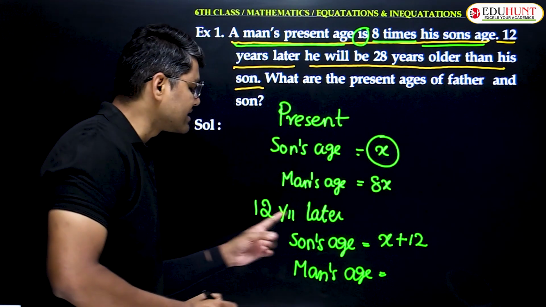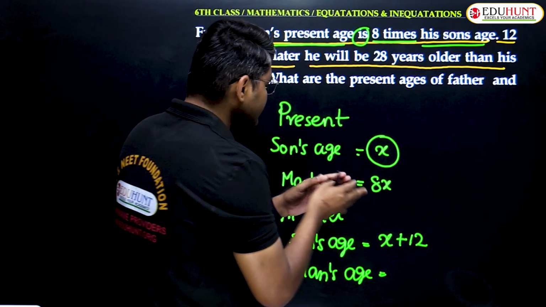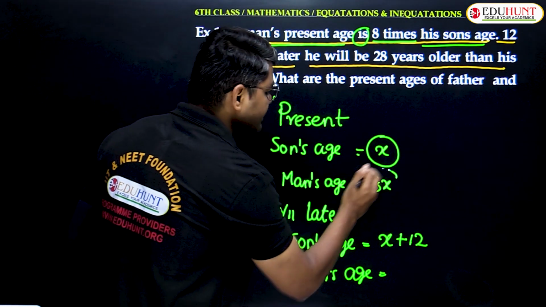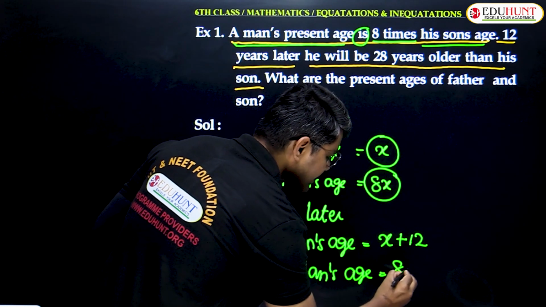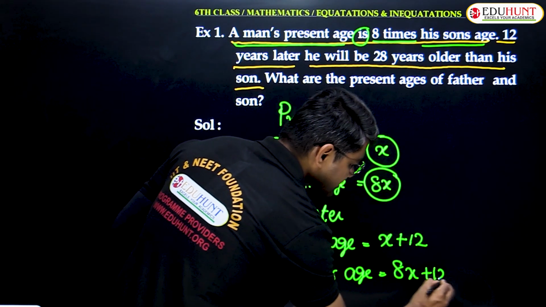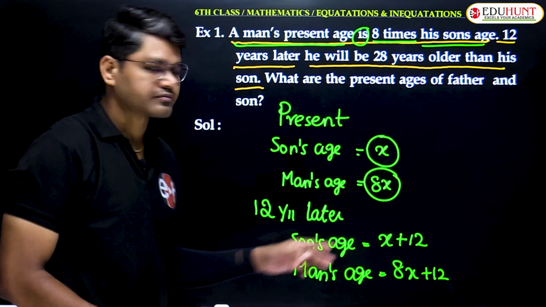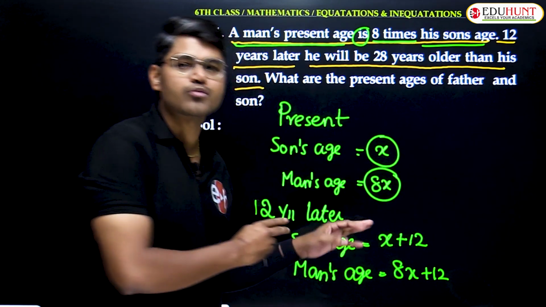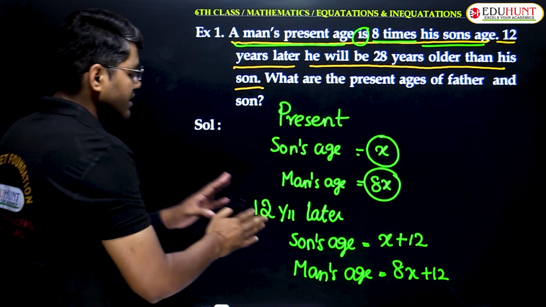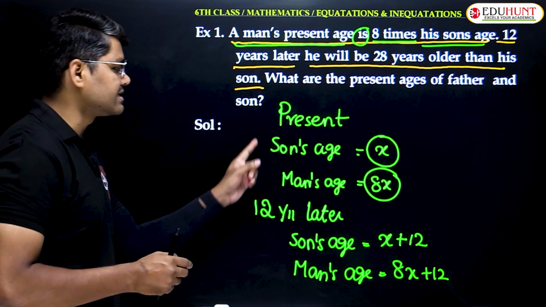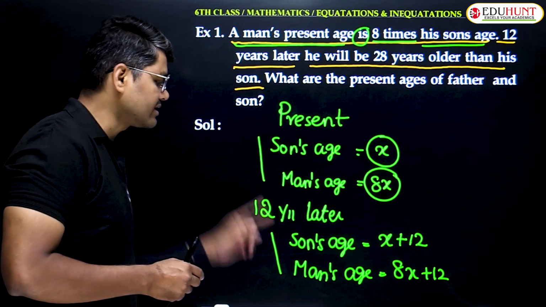Okay, right. Now man's age. What is man's age after 12 years? What is present age of man? 8x. Now 8x plus 12, that's it. You have to see this very carefully, otherwise, you will have so many confusions. This is 12 years. Present age is this one, 12 years later, this one.